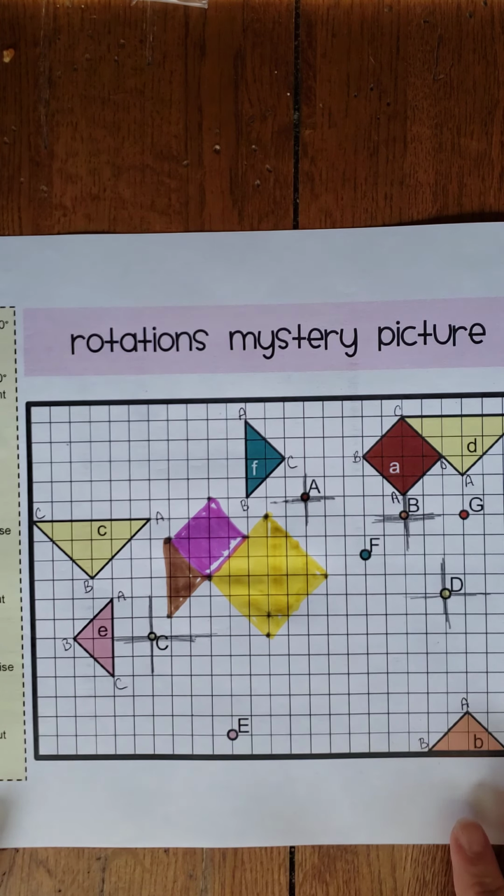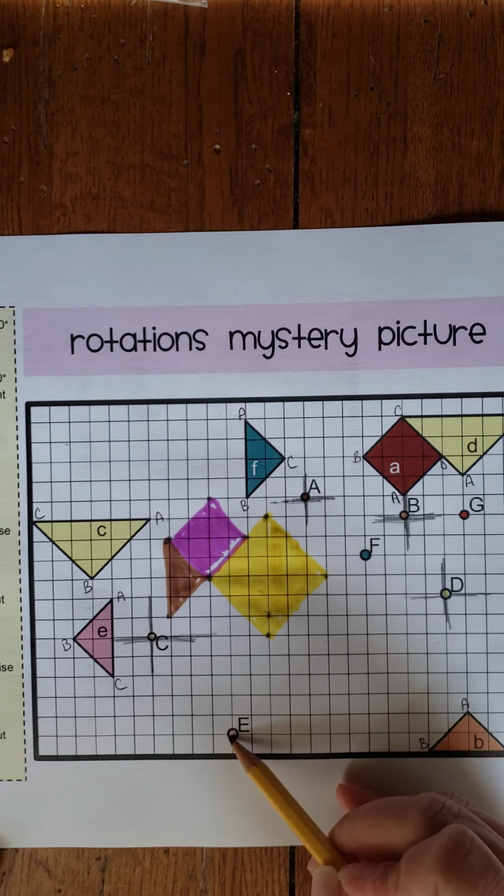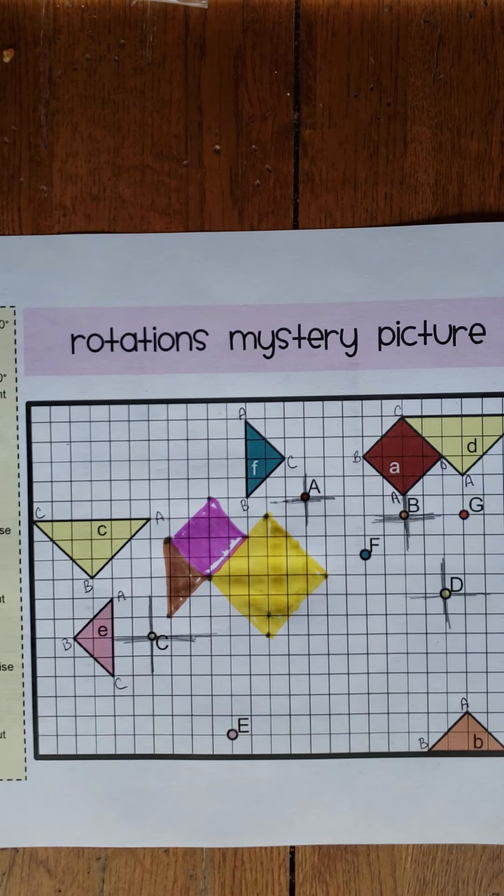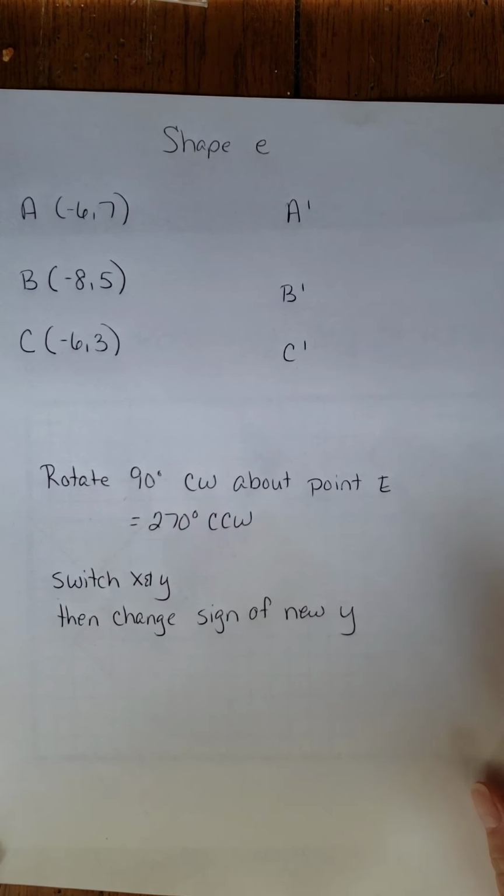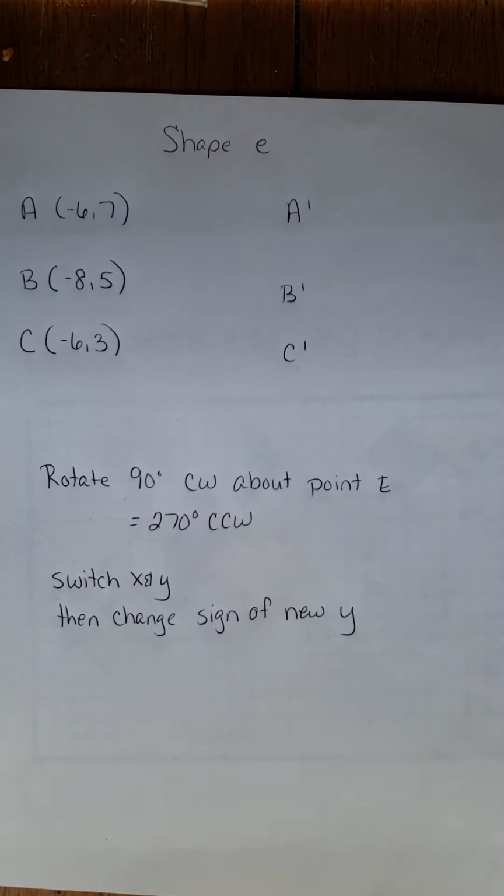For shape E, that's this triangle right here, we're going to rotate it about point E. So here we make our faux axis, and I've written down the coordinates in relation to that axis. So this one, we're going to rotate 90 degrees clockwise about point E, which is the same as 270 degrees counterclockwise. So we switch our X and our Y, and then we change the sign of the new Y.